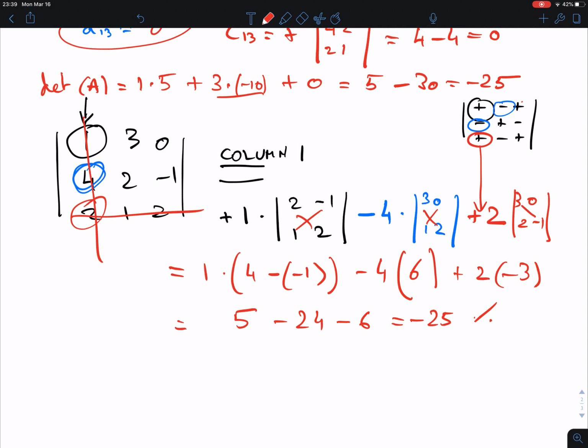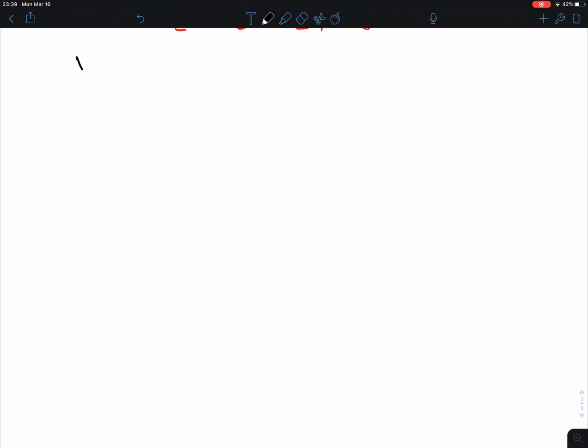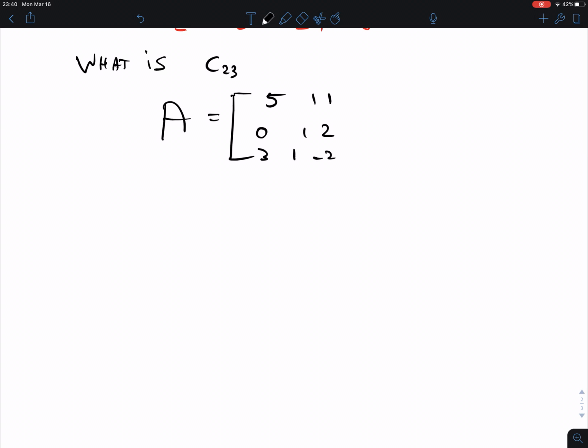Okay. So just very quickly before we move to the bigger sizes, let's do one more example. This time a different matrix. So tell me what is, let's say, C23 in the following matrix. 5, 1, 1, 0, 1, 2, 3, 1, negative 2.